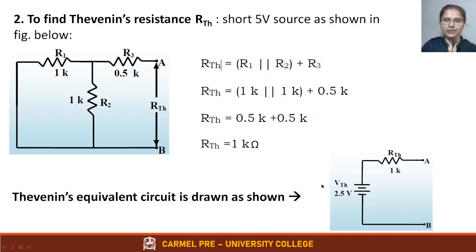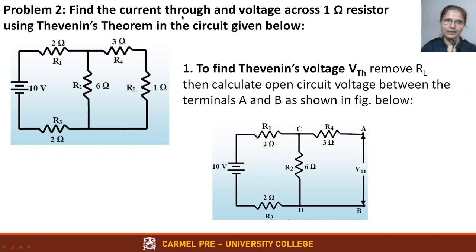Okay, now we will take the load resistance also, and then we will try to get VThevenin and RThevenin, and we'll see how to find load current and also load voltage. That is the next problem. Find the current through and voltage across the 1 ohm resistor using Thevenin's theorem in the circuit given below. So this is our 1 ohm resistor, so it becomes RL.